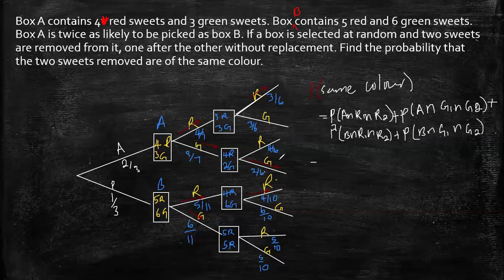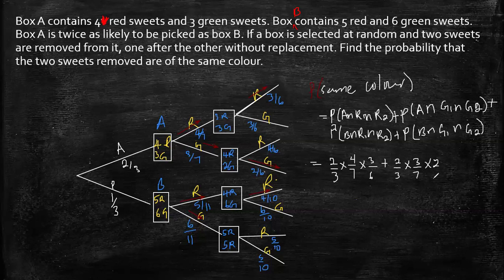So we shall have the first one is 2 out of 3. That is for A times 4 out of 7 times 3 out of 6. Still for A, 2 out of 3 multiplied by green, the first green, and then the second green, which is 2 out of 6.